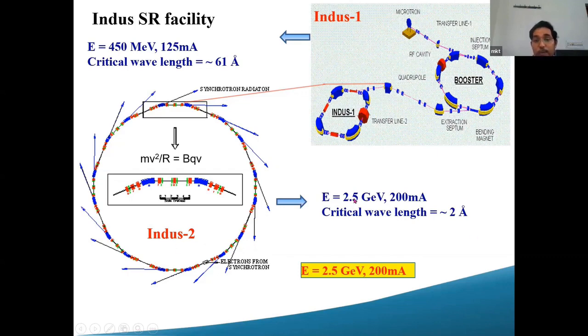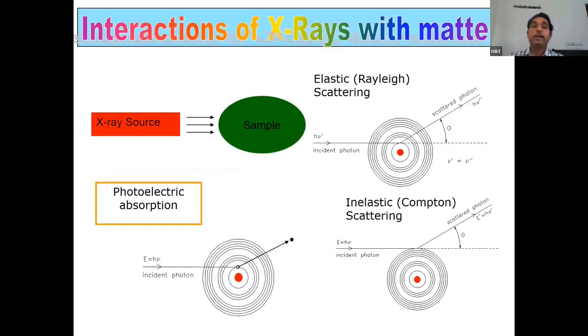So these are the operating parameters of the Indus 2 source: 2.5 GeV, and the maximum current it can hold is around 200 mA. And the critical wavelength of the source is 2 angstrom, around 6 keV. So this is the background of the facility.